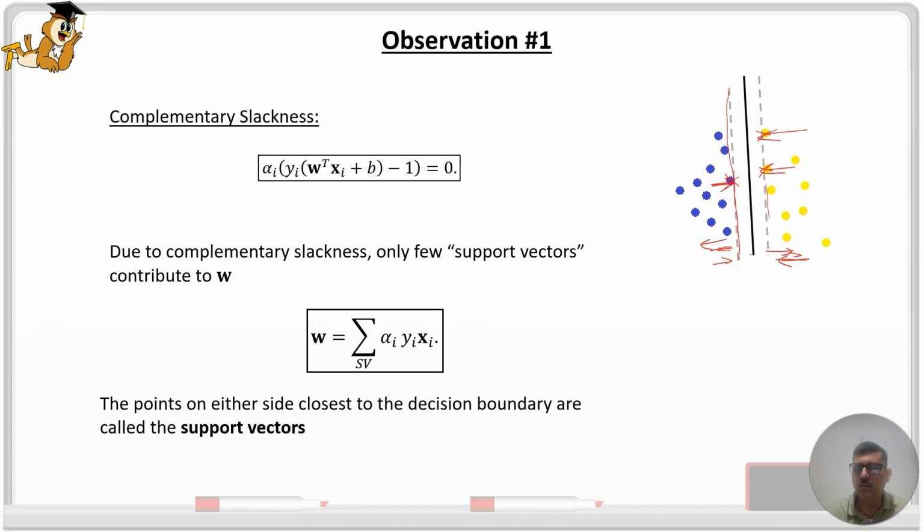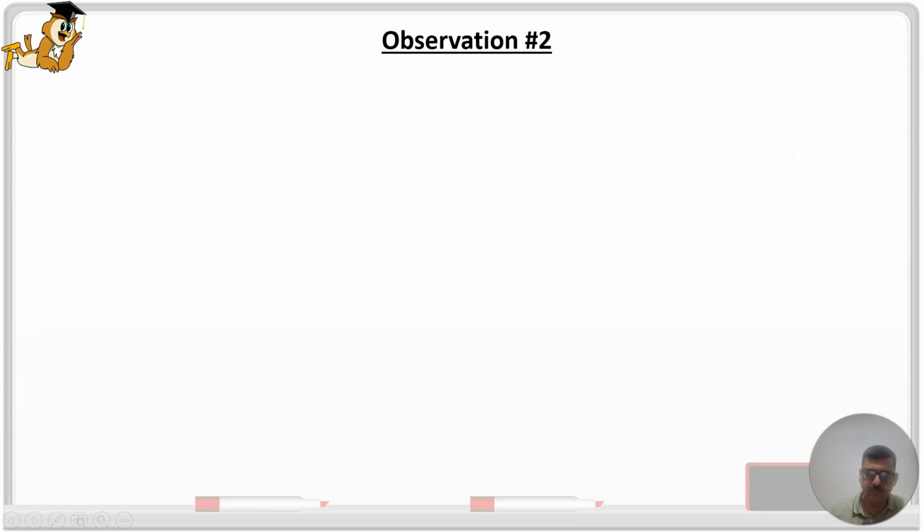So this point is a support vector, this point is a support vector, this point is a support vector, etc. Of course, support vectors are usually a very small subset of your total number of points in your training data, and therefore the summation does not run over all training points. It runs over a very small subset of those, that subset being the points that are closest to the decision boundary on both sides, also called support vectors. So this is the first observation.